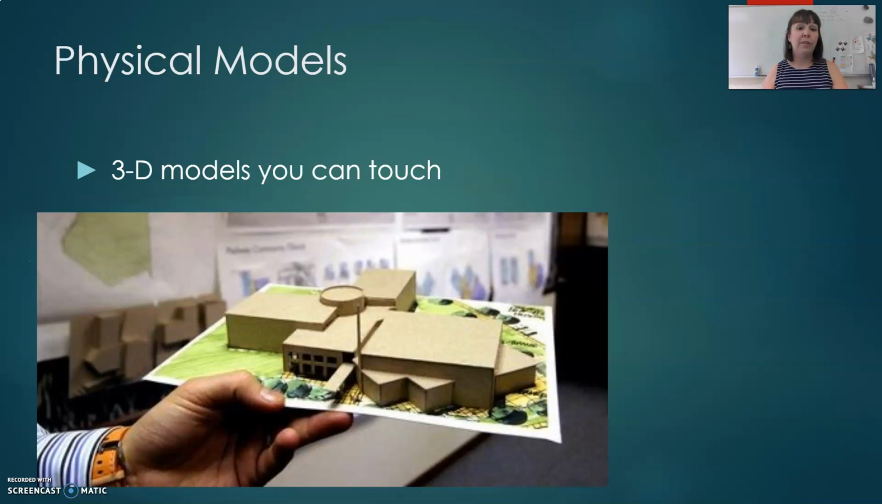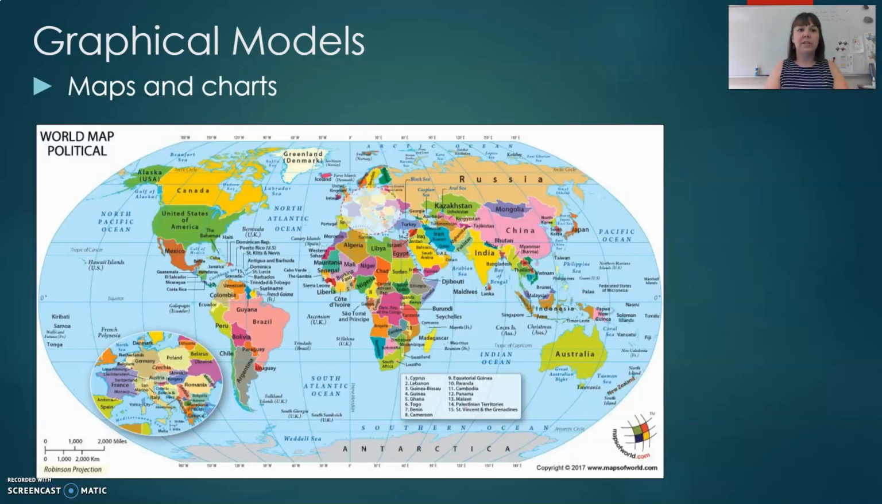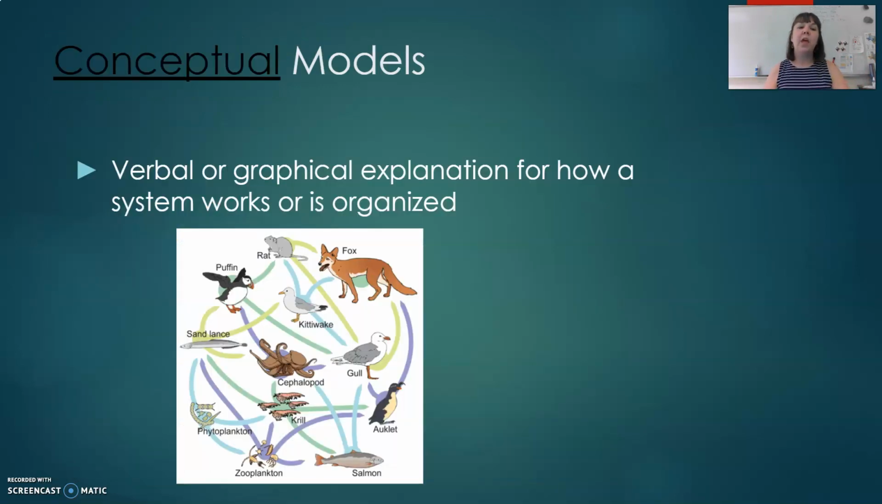A physical model is something you can actually touch. It's a 3D model. So if you've ever done the project where you make an atom or a cell out of a tennis ball or a styrofoam ball, that's a physical model. You're showing what it looks like. A graphical model could be something like a chart, a map, or a graph, like a bar graph, a map like we see here. Those show a picture of the way things are laid out or the relationship between things.